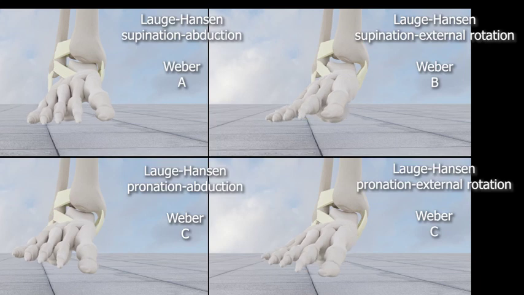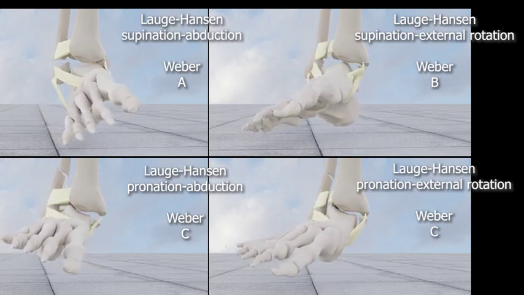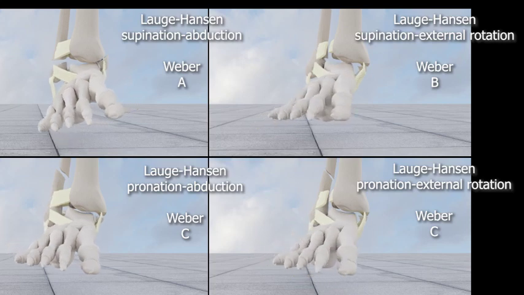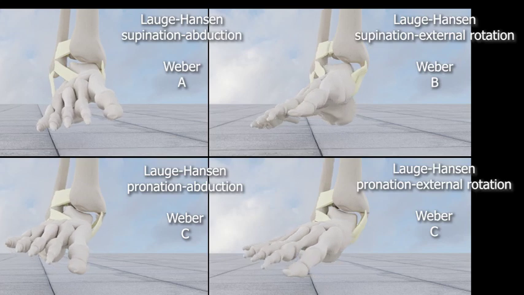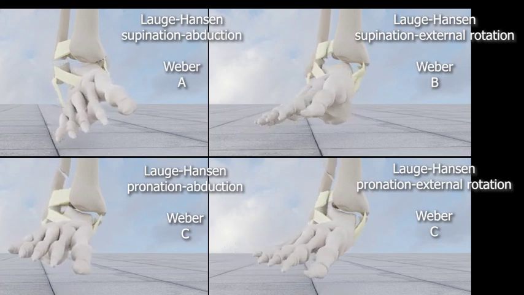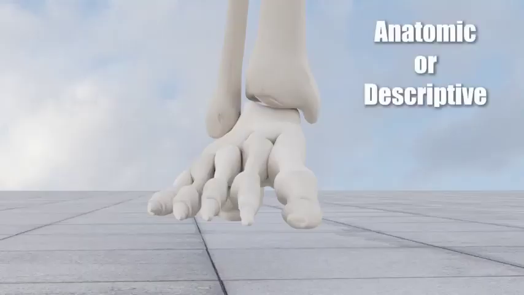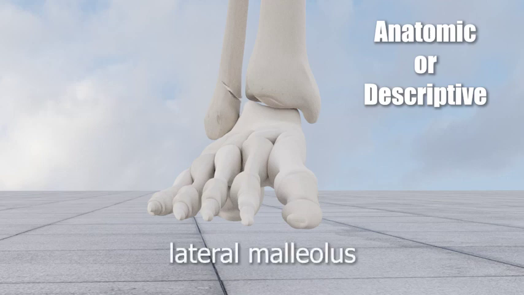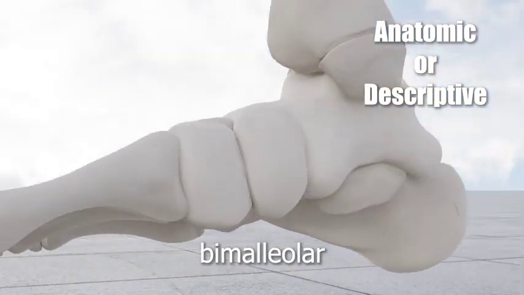A thorough grasp of these classification systems can help an orthopedic surgeon understand the dynamics involved in ankle fractures so they can be more effectively treated. However, the average healthcare provider or patient can be satisfied with a more simplified explanation based on the anatomic or descriptive classification of ankle fractures. They include isolated lateral malleolus fractures, isolated medial malleolus fractures, bimalleolar fractures, and trimalleolar fractures.